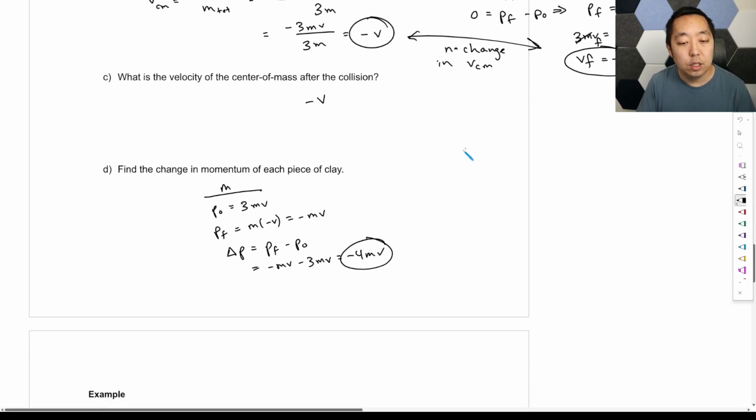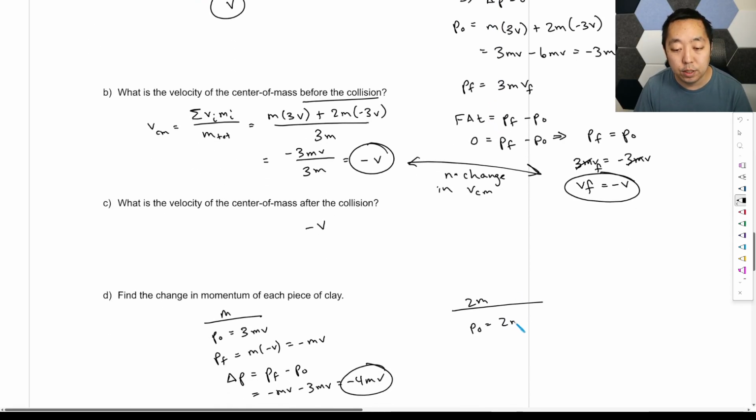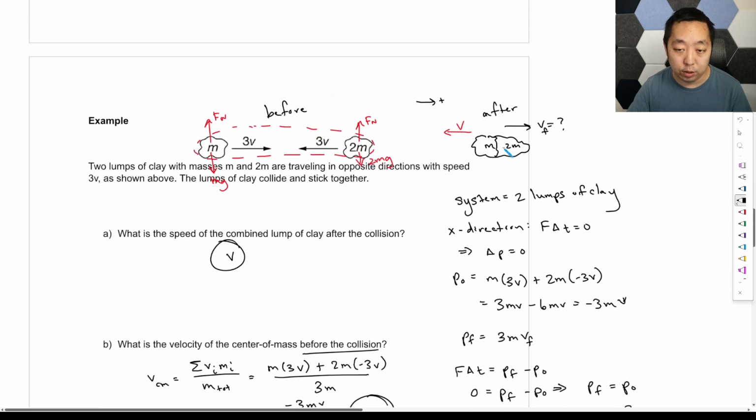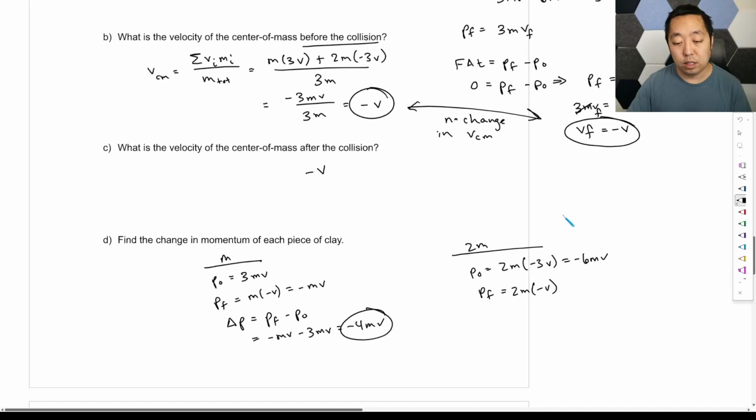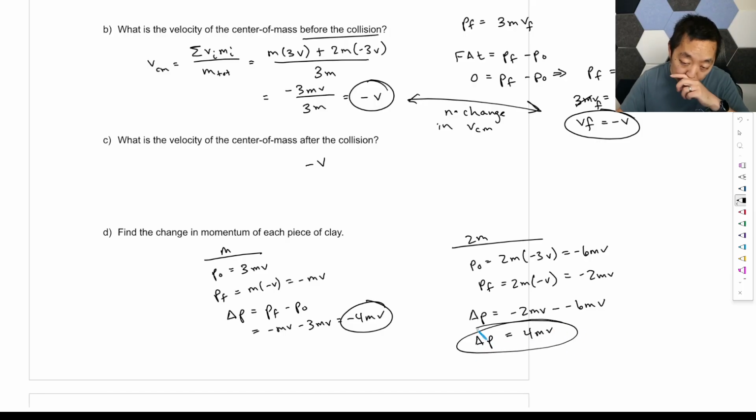Okay? How about the 2m block? Well, his initial momentum was to the left. He was initially going 2m and 3v to the left, so it's 2m times negative 3v, which is negative 6mv. And his final momentum is the 2m is now going in the negative v direction, right? Because they're both moving. This block right here is moving to the left with v. So that's minus 2mv. And so what is his change, which is again final minus initial? That's minus 2mv minus negative 6mv. And that gives us positive 4mv.